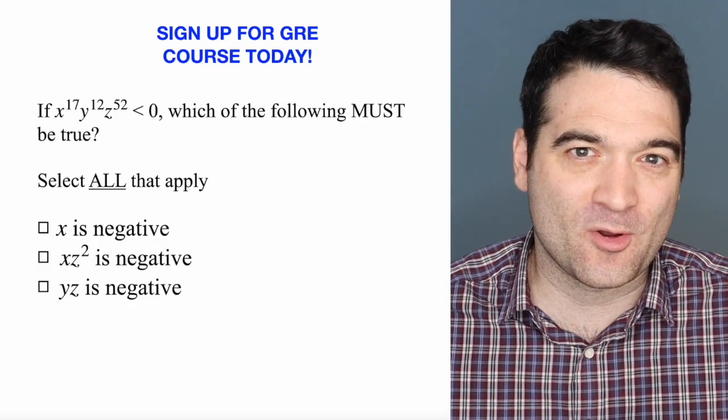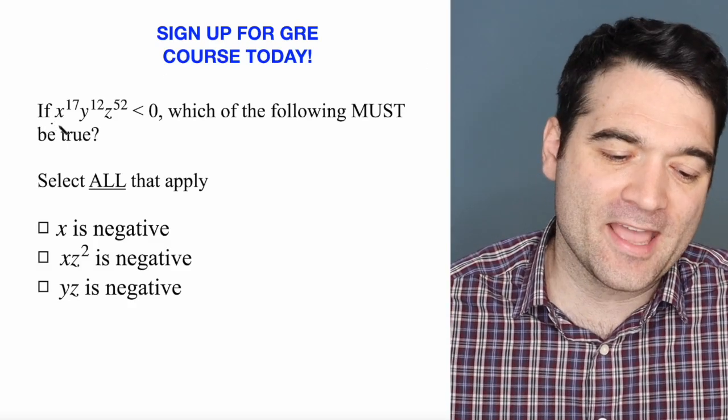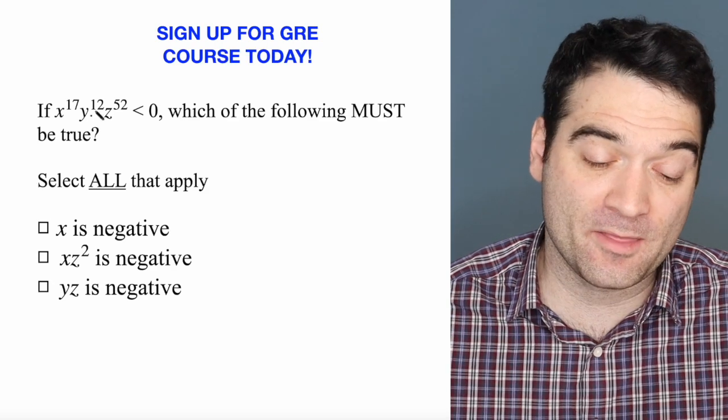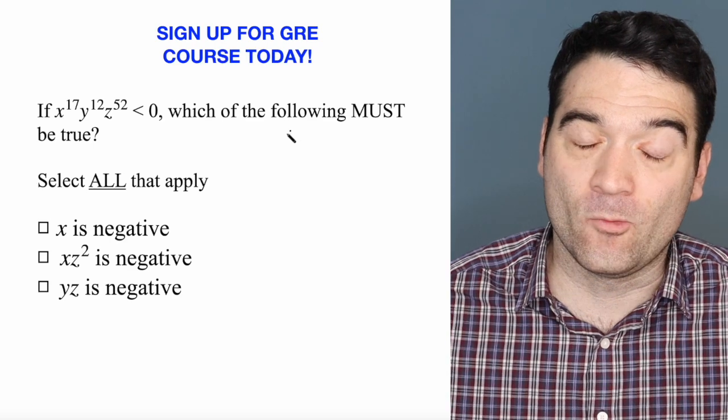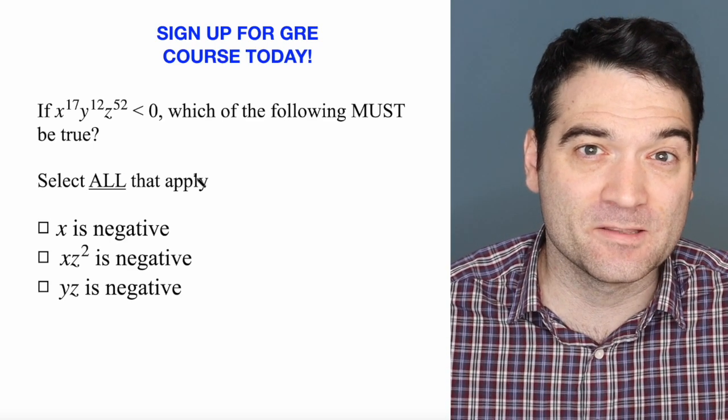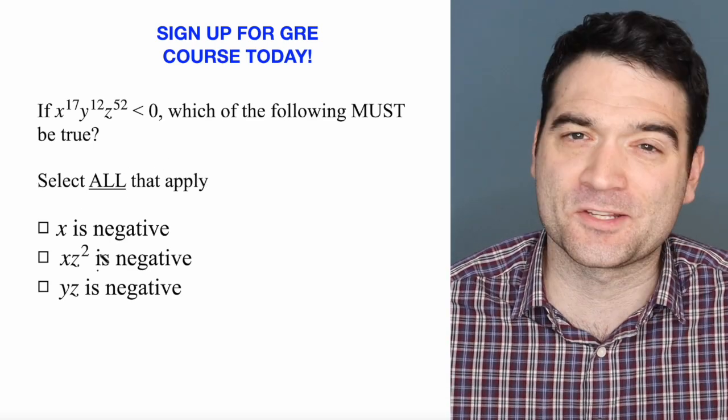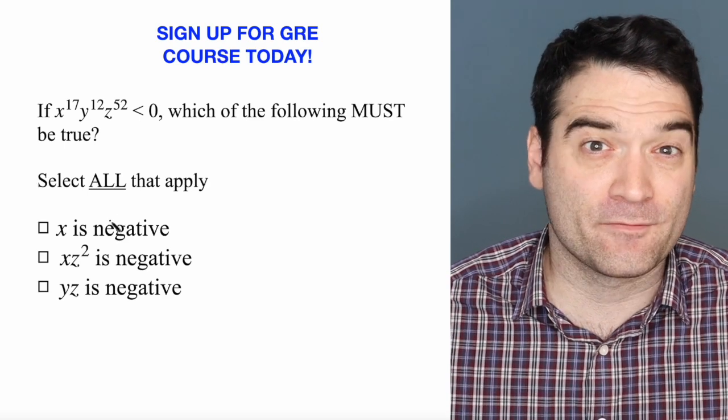Here's a GRE algebra question. Let's take a look. If x to the power of 17 times y to the power of 12 times z to the power of 52 is less than 0, which of the following must be true? And we're going to select all that apply here. All right, first things first.